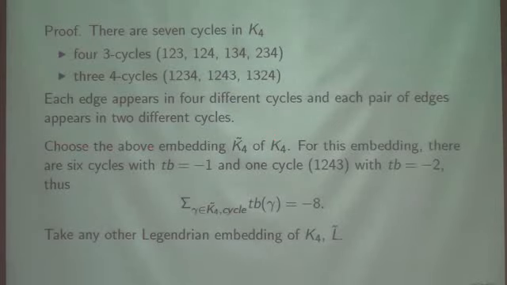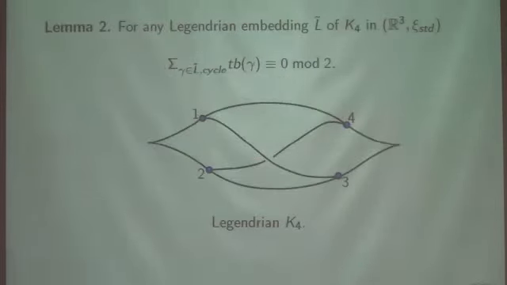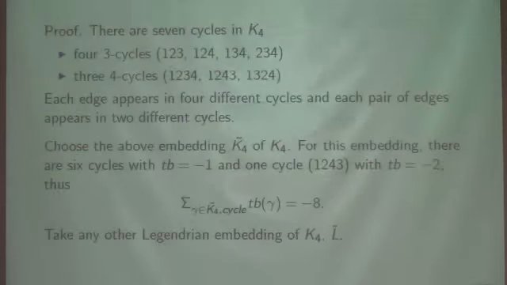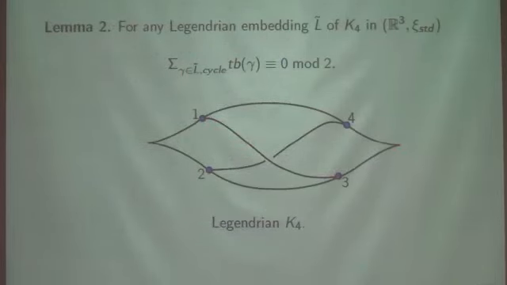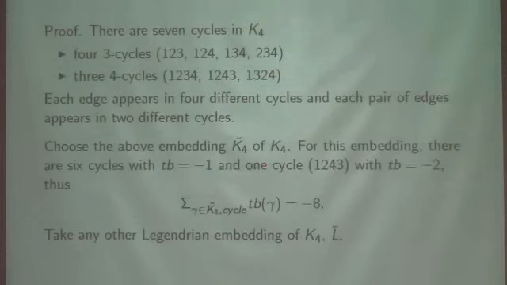Now we're going to choose this really nice embedding here. In this really nice embedding, there are 6 cycles that have the maximal Thurston-Bennequin number of -1. And then there's 1 cycle that has a Thurston-Bennequin number of -2. That's this one right here. So we have the writhe minus 1/2 the number of cusps, so we get -2. Then, when we look at our sum, we end up with a Thurston-Bennequin number sum equaling -8.